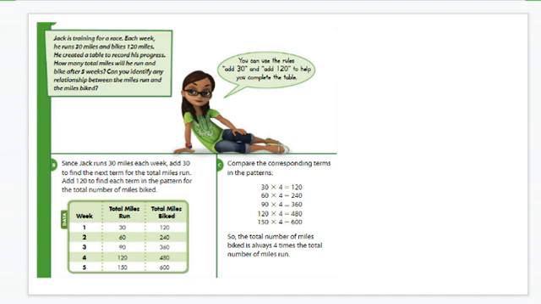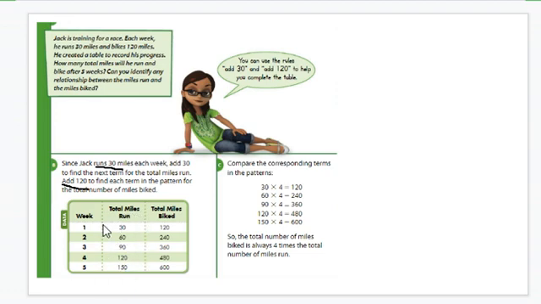So we can see here that the rule for running is to add 30. So we're adding 30 each time. Starts with 30, week 2 is 60, 90, you're adding 30 each time. The rule for biking is to add 120 each week. So you start with 120, then you go to 240, and then you go on and on and on. So this is going to be another one of those situations because the rules are different.